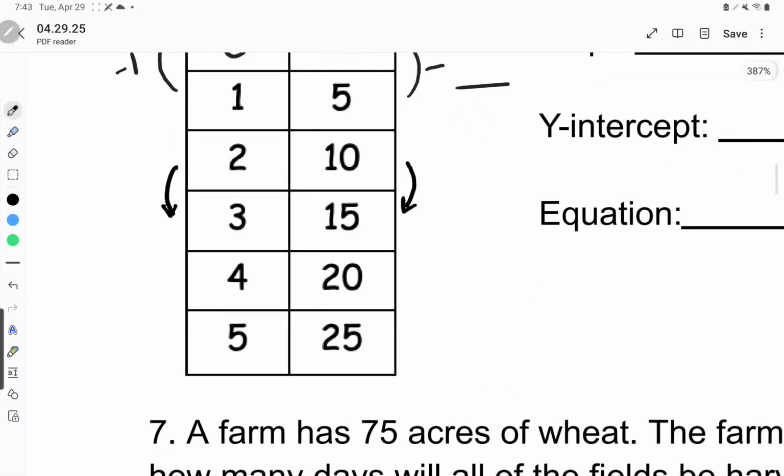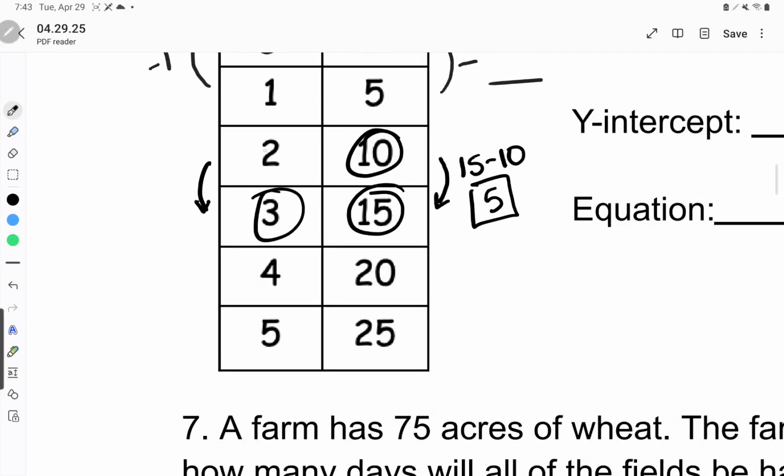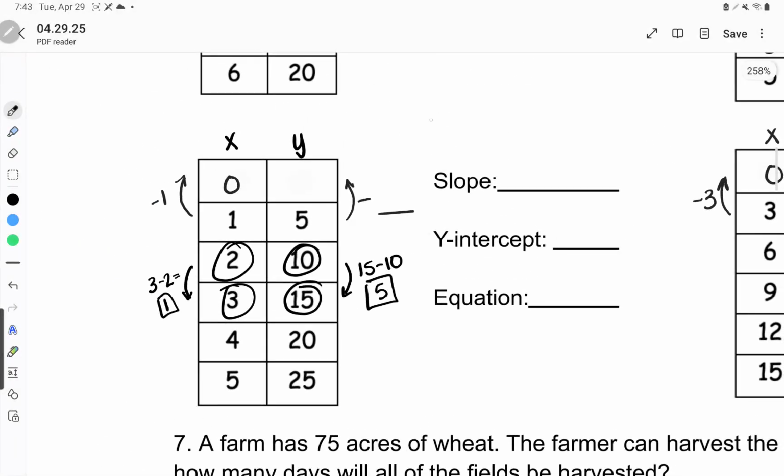What do I do on that right side? I would do 15 minus 10, which gives me 5. What would I do on the left side? I would do 3 minus 2, and 3 minus 2 gives me 1. So my slope, or my m, would be what over what? It would be 5 divided by 1, which gives me 5.